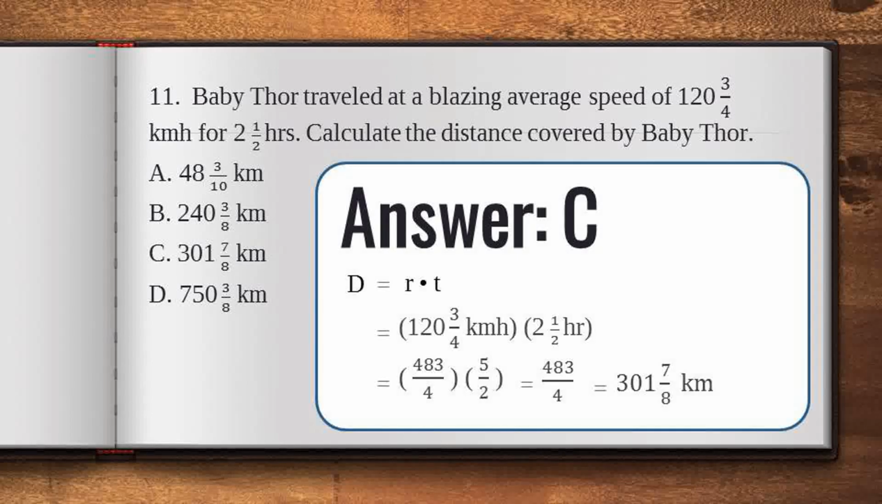The formula for solving for distance is speed or rate, denoted by r, multiplied by time, which is denoted by t. So here we just multiply 120 and 3/4 kilometers per hour, which is the rate, with 2.5 hours, which is the time. Thus, we get 301 and 7/8 kilometers.